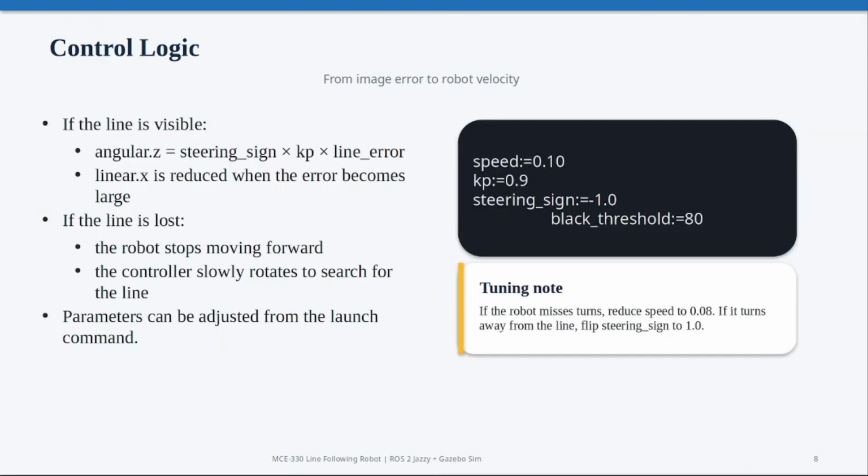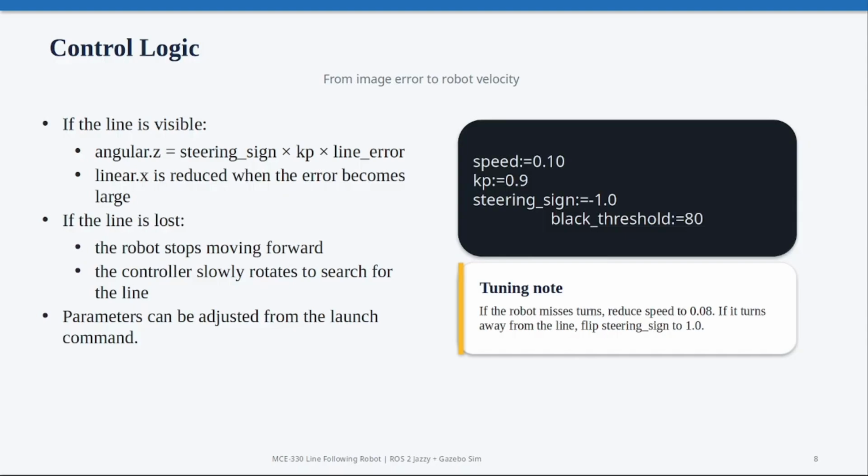Thank you, Ahmet. Now I'm going to continue with control logic. The controller converts the image error into robot velocity commands. If the black line is visible, the robot moves forward and adjusts its angular velocity. The angular velocity is calculated using this formula: angular.z equals steering sign times kp times line error. Here kp controls how strongly the robot reacts to the line error.